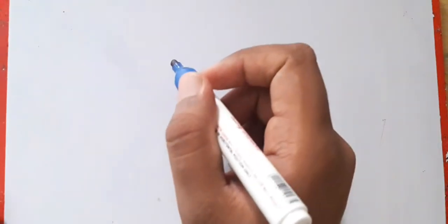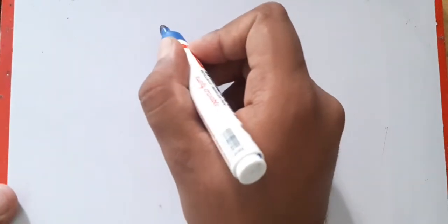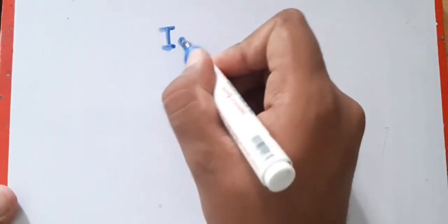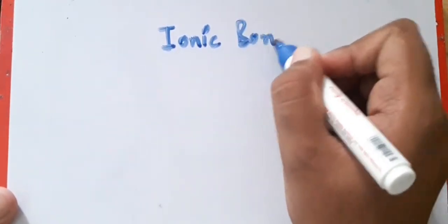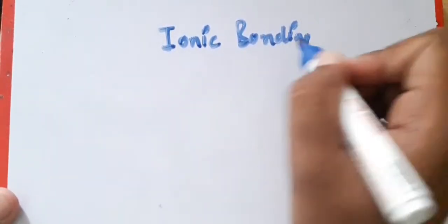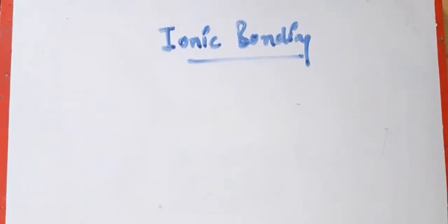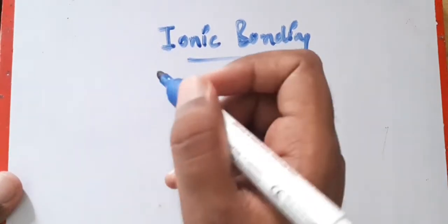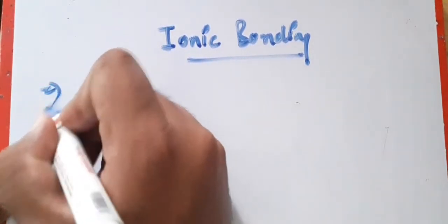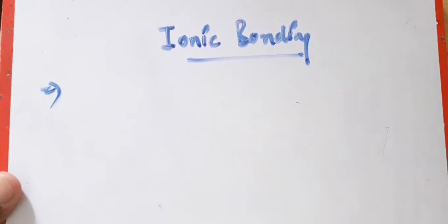Yes, hello everyone. Today we are going to discuss a very important topic from chapter 3, metals and non-metals, that is ionic bonding. Ionic bonding is formed between the ions, cation and anion. When they mix together, they will form an ionic bond, right? But we are going to study how they form this kind of bond, right?